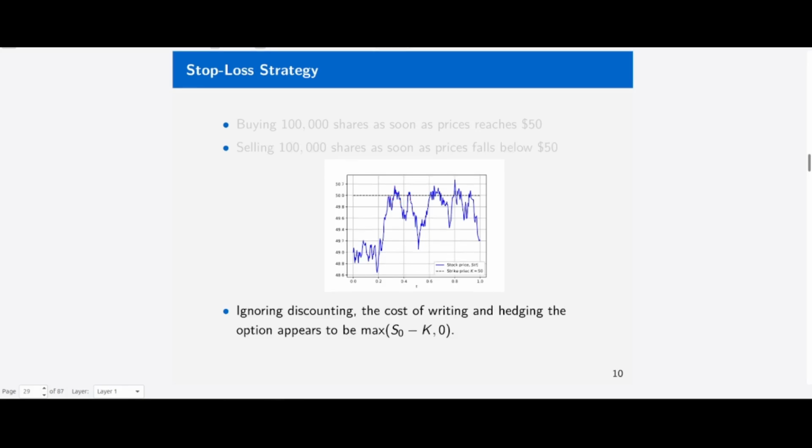Ignoring the discounting, the cost of writing and hedging, the option appears to be the maximum of S0 minus K or 0. The problem in this case is transaction cost, because buying and selling frequently will not be feasible.